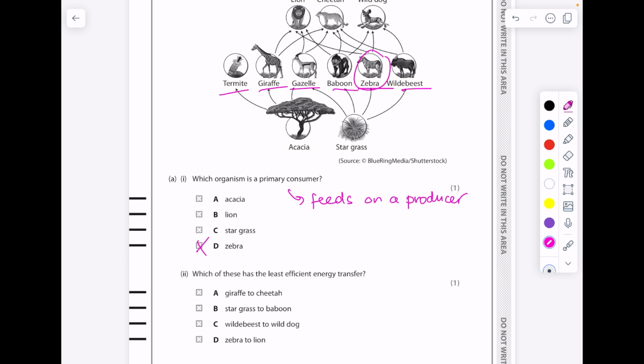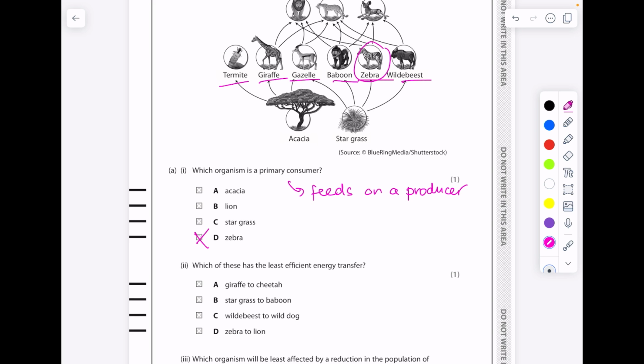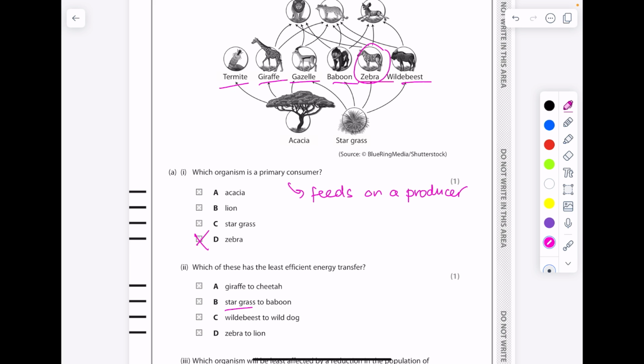Which of these has the least efficient energy transfer? Now, the least efficient energy transfer occurs from the producer to the primary consumer level, which is why there's the only producer mentioned, so it'll be stargrass to baboon.